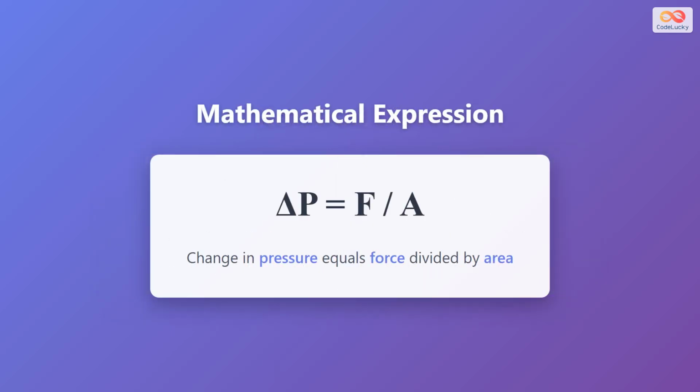We can express Pascal's principle mathematically. The change in pressure, delta P, equals the force F divided by the area A. This simple relationship shows that when we apply a force over a certain area, we create a pressure change. This pressure change is what gets transmitted throughout the confined fluid. Understanding this formula is crucial for calculating how hydraulic systems amplify force.